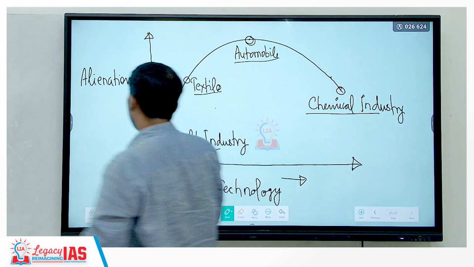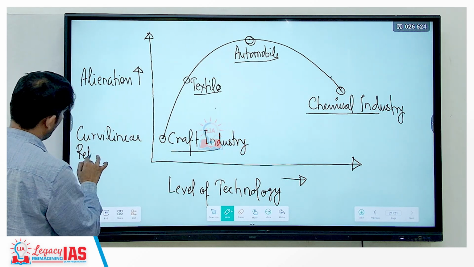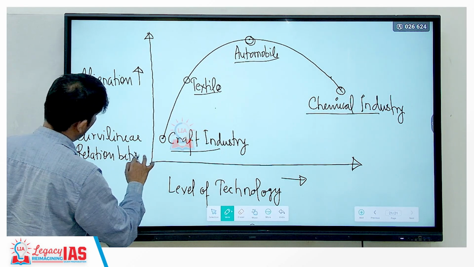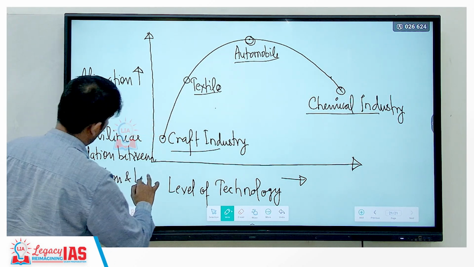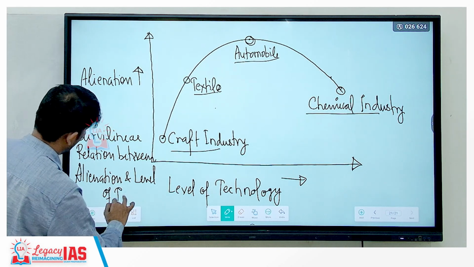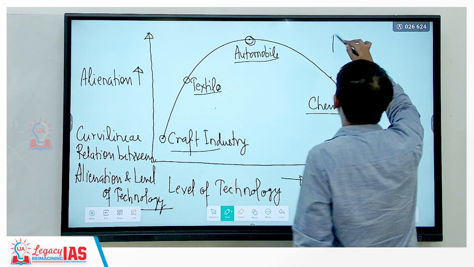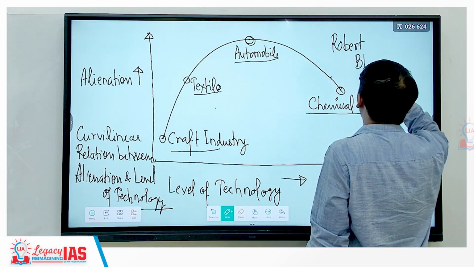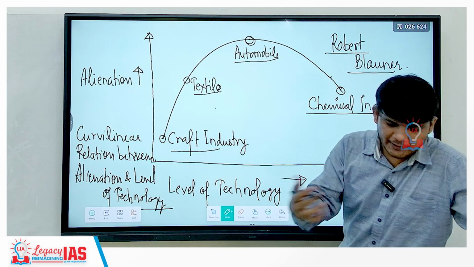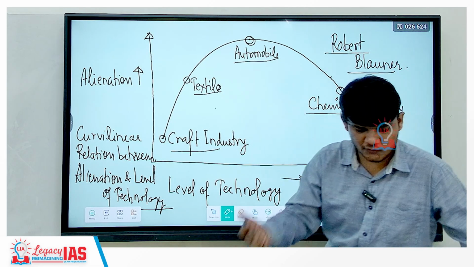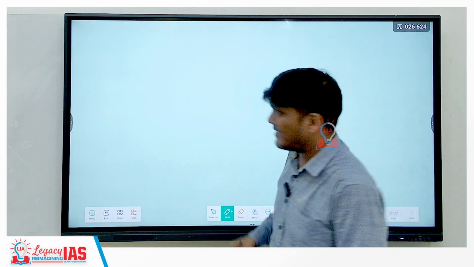And this is nothing but the curvilinear relation between alienation and level of technology as given by Robert Blauner. And this is also a theory in itself, which is nothing but a criticism of Karl Marx's theory of alienation. Okay, there is another person, Mr. M. Seeman.